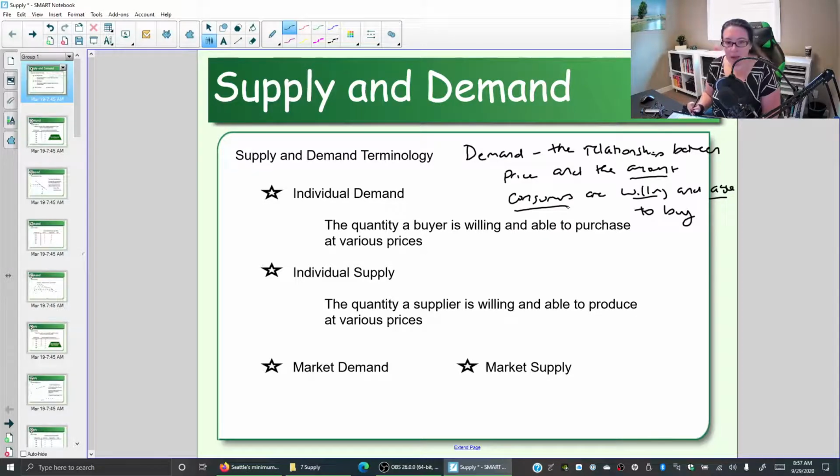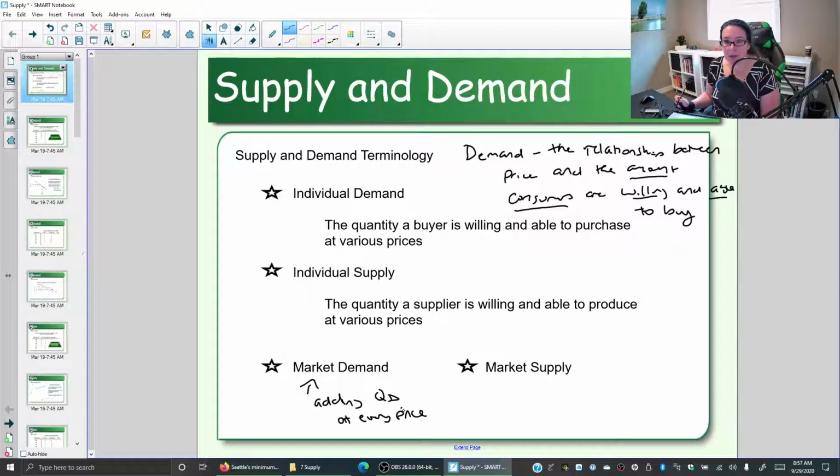When we went from individual demand to market demand, we found market demand by adding that amount that consumers were willing and able to buy, that quantity demanded, at every price. So it showed us the overall relationship between price and the amount that multiple consumers were willing and able to buy. So now let's consider the definition of supply.